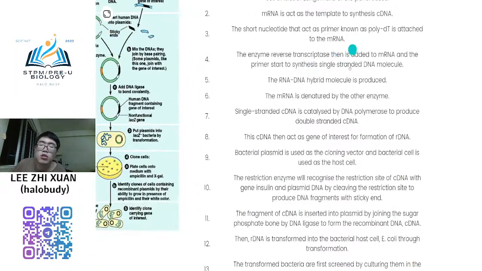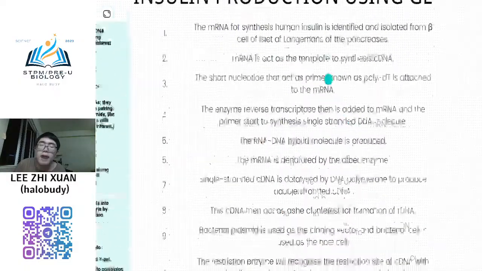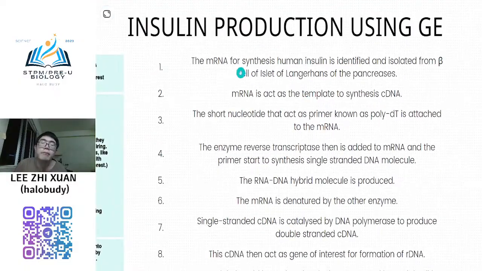So I will just go through this one by one. Normally the first part is you need to mention the mRNA of the human insulin. So this mRNA is specifically for human insulin. It is identified. We need to identify it. After that, we isolate it from what? Insulin is created from where? Beta cell of islet of Langerhans of the pancreas. So you need to mention all this.